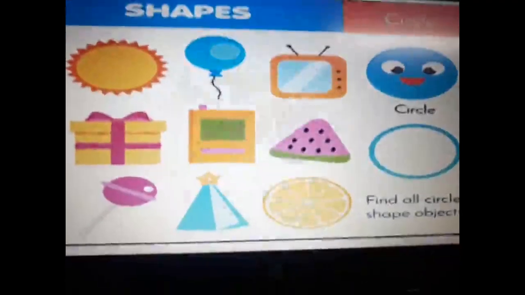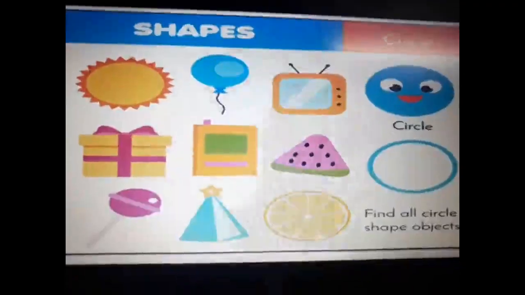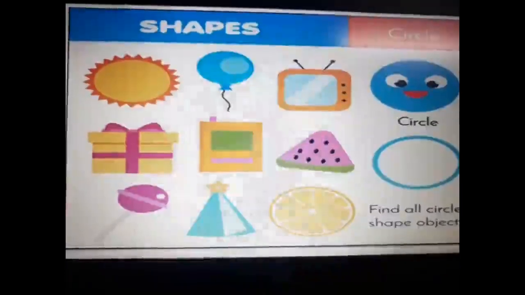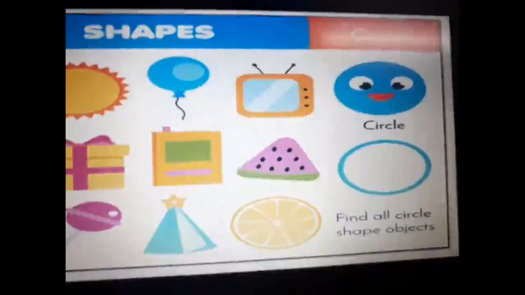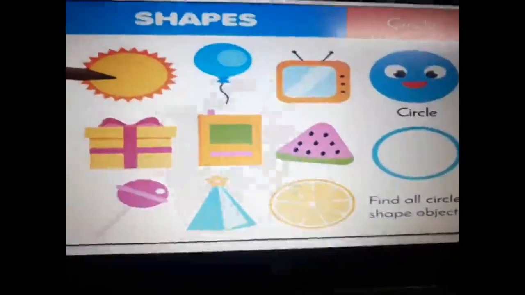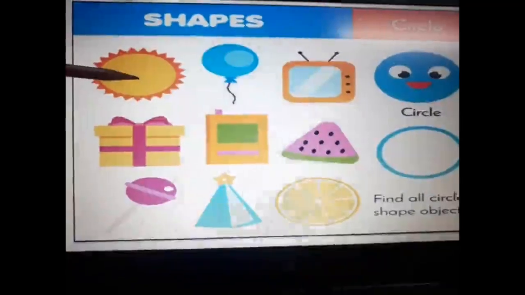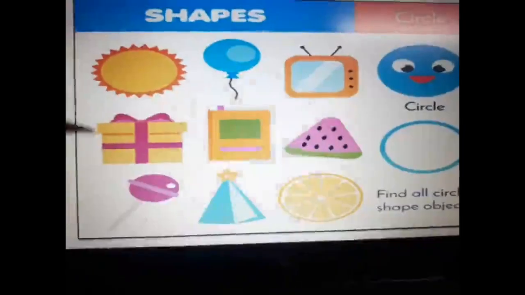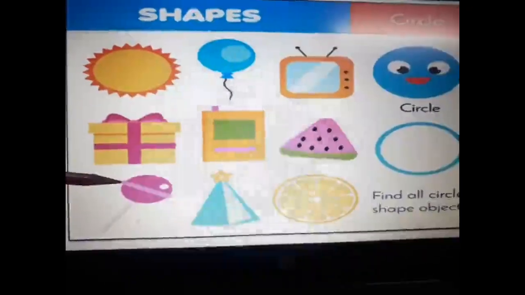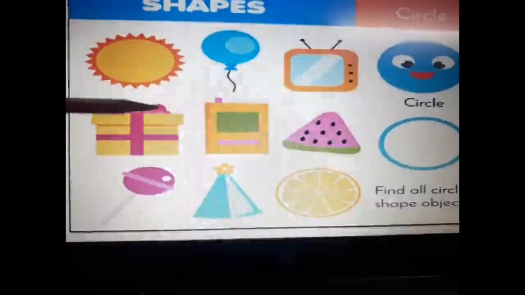Now let's see a few more examples. What do you have to do here? You have to tell which object is circle in shape. What is this? Sun. Yes. So sun is also circle in shape. Now what's this? A lollipop. Lollipop is circle in shape.